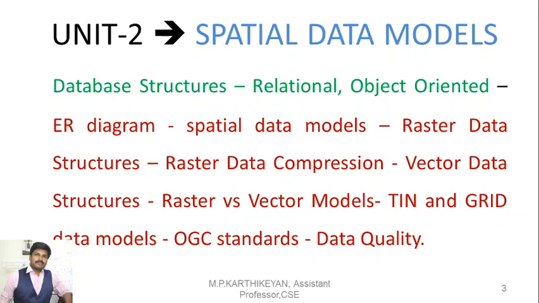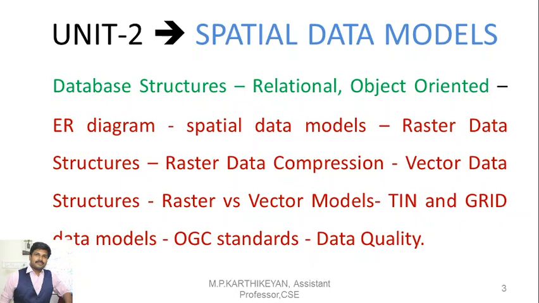Later in this webinar series, in upcoming classes, we will see what an ER diagram is, what the different shapes and sizes of the ER diagram are, and what each shape means. The main two topics in this unit, which are also asked in previous year university exam questions, are: what is spatial data structure and what is raster data structure? Those were the very important questions in this chapter.